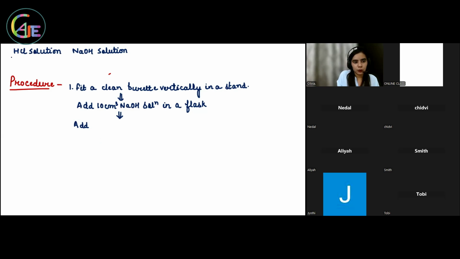Okay, I forgot to tell you one thing. This one is a solution with unknown concentration, and this one is a solution with a known concentration. So what I did, I measured 10 centimeter cubes of NaOH, whose concentration is known to me, in a flask. And then I have added a few drops of indicator.